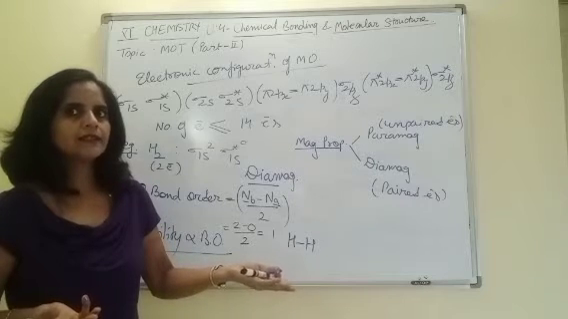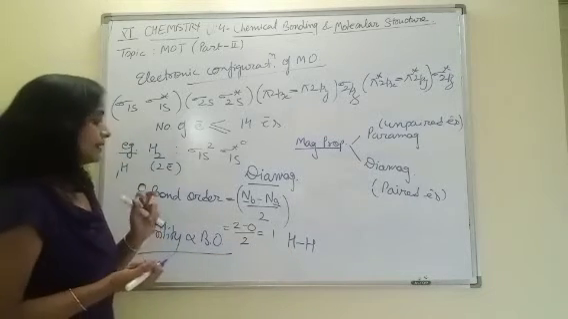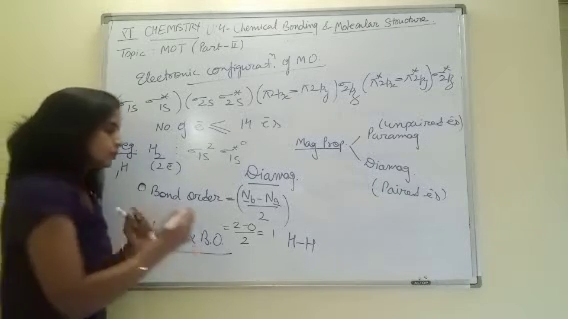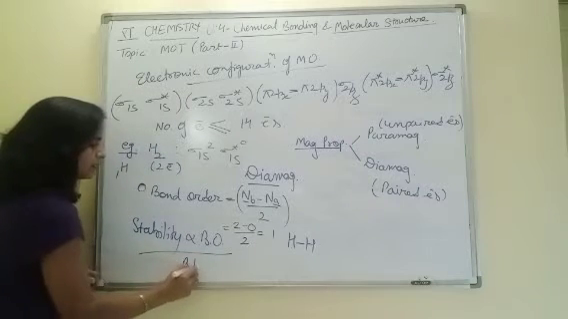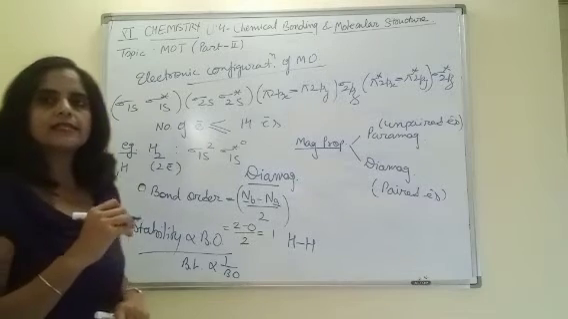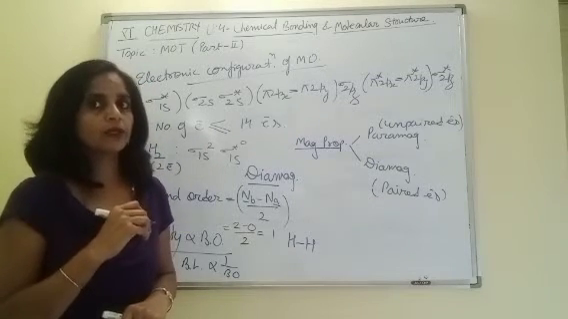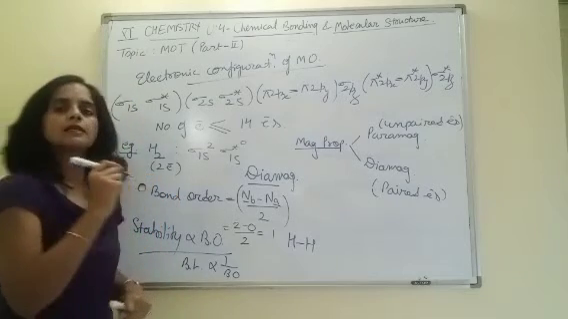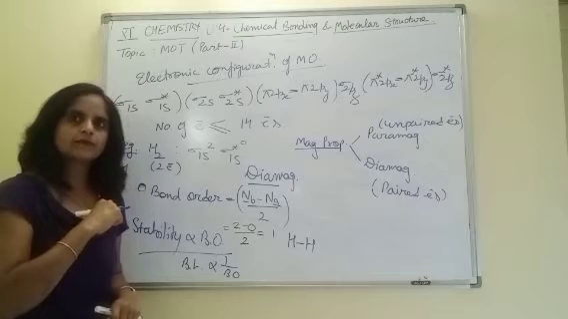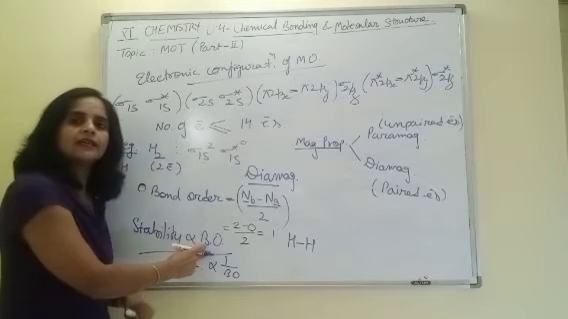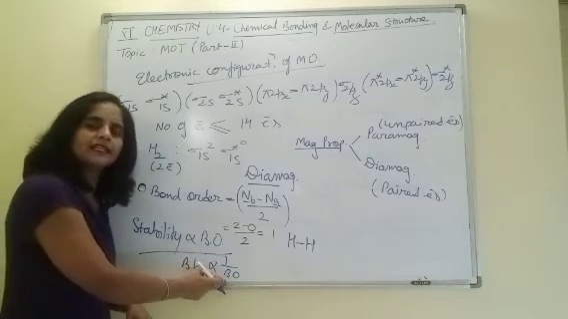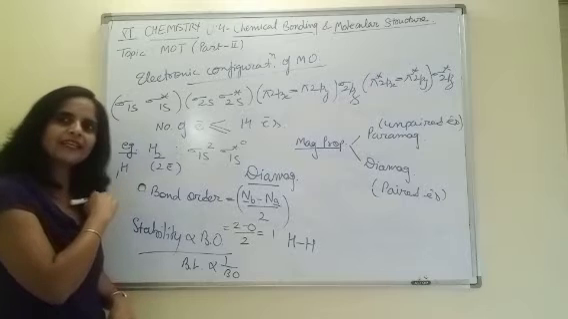So easy? Clear now? Next thing, we can also compare the bond lengths. Bond length is inversely proportional to bond order, because we know that the smaller the bond, the more the stability. And more stability means high bond order. So we can easily say that bond length and bond order are inversely proportional. Yes, my dear children.